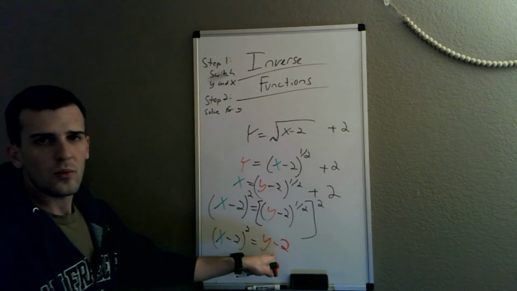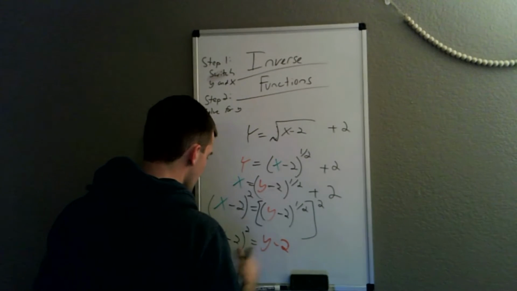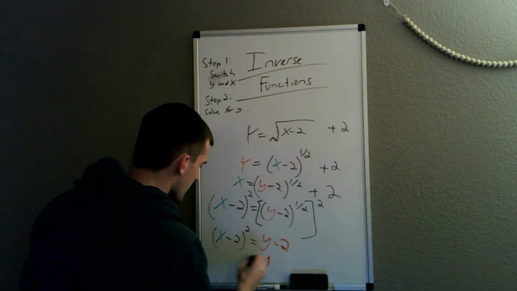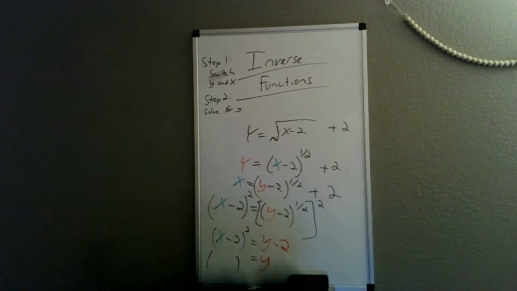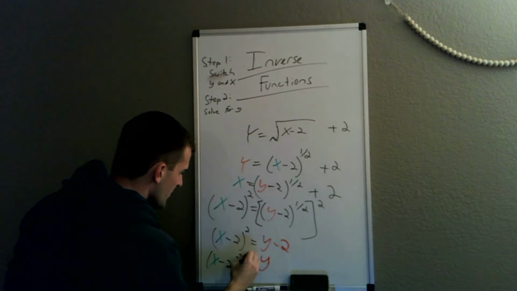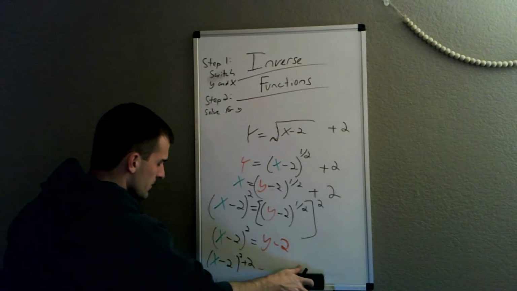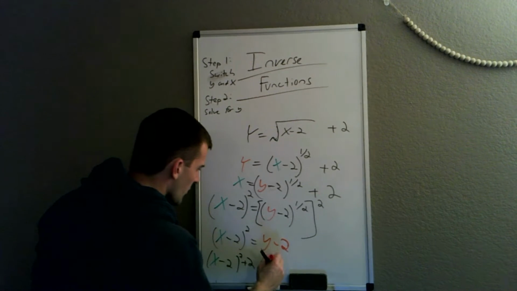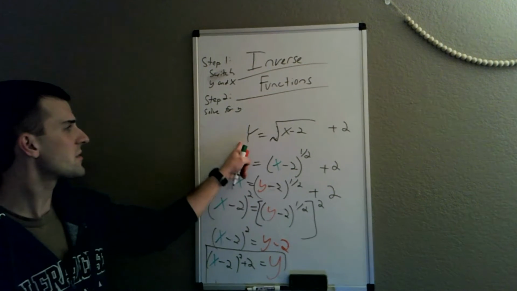And the last step, we can get y by itself by adding 2 to both sides. So we get y equals (x minus 2) squared plus 2. Sorry, I kind of ran out of room there at the end. Equals y. And that's our answer. That is the inverse of this function that we started with.